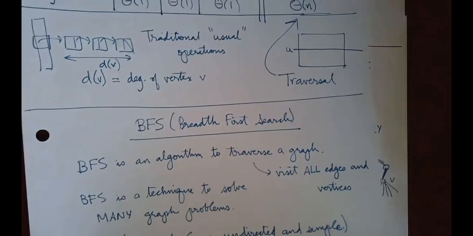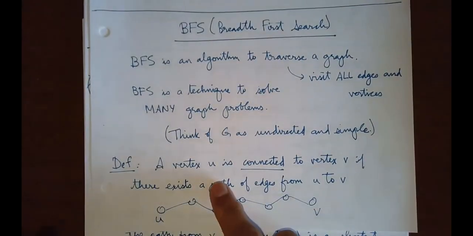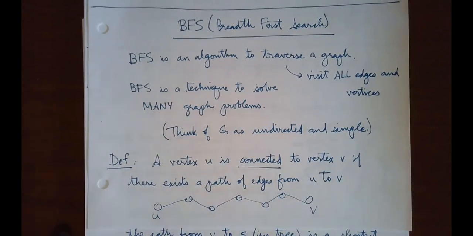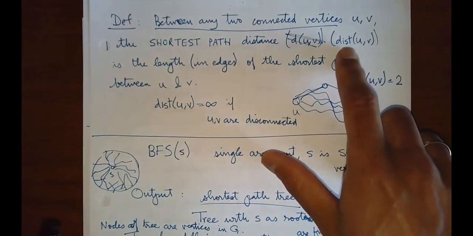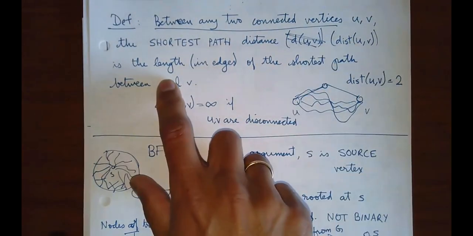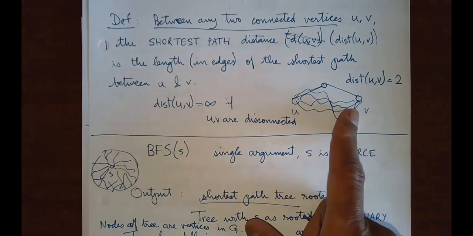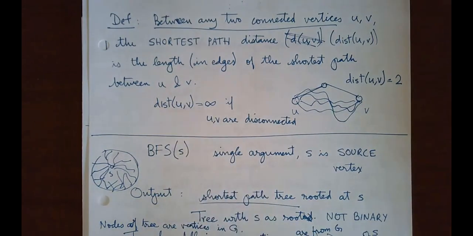Okay. So remember, just to recall some definitions, a vertex U is connected to V if there's a path between U and V. Let us just think about undirected graphs, simple undirected graphs for now. And there's a very important concept of the shortest path distance, which I denote as dist(U,V), which is the length in edges of the shortest path between U and V. There can be many paths between U and V. The length of the shortest path is called dist(U,V).